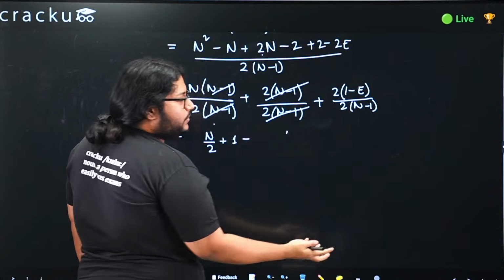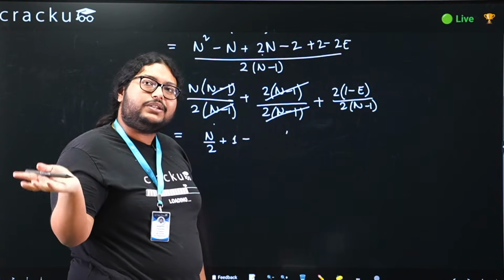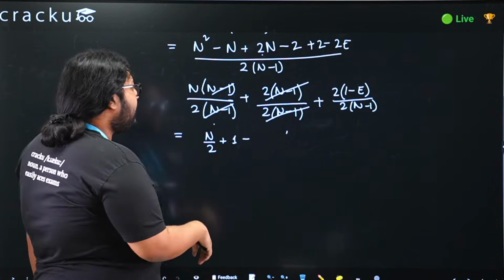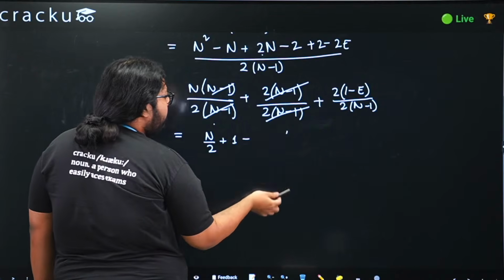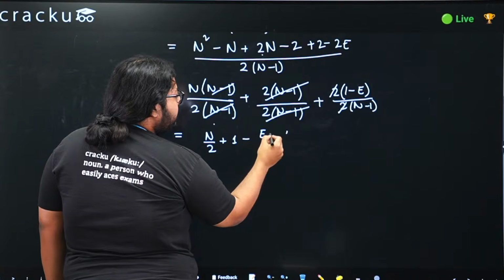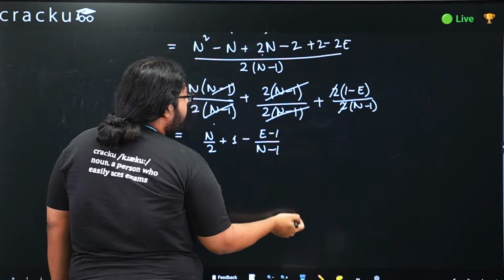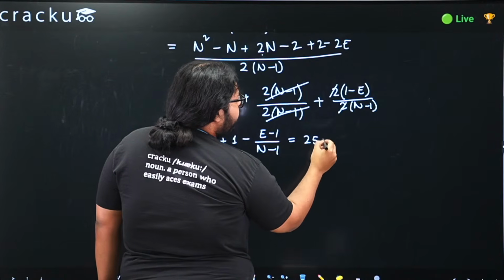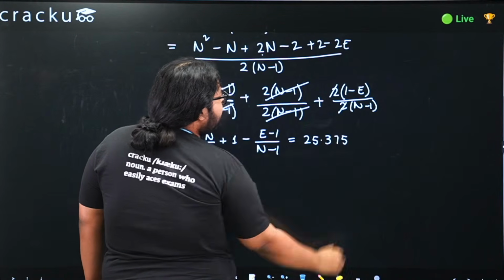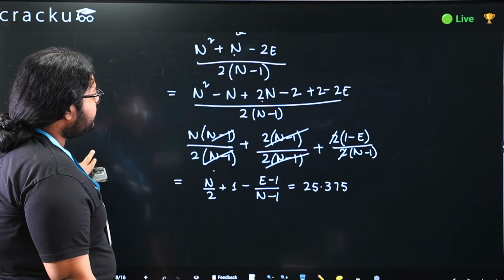1 minus e is going to be negative anyways because e lies between 1 and n. So it's better to make it e minus 1. In that case, we can take the minus common and 2 also gets cancelled out here. So the expression here becomes e minus 1 divided by n minus 1. This is equal to 25.375. So we simplified this big expression basically to get this.